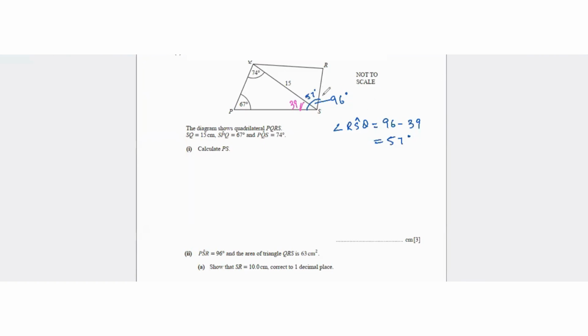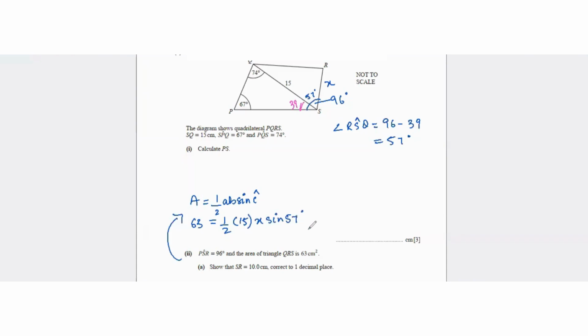And what we know is the area, which is 63. If you remember, I'm going to put an arrow over here: area equals 1 over 2 ab sine of angle C. Over here, our angle C is going to be S, which is 57. So we have 63, and this is what we're trying to find, SR. So 63 equals 1 over 2 times 15 times X times sine of 57.